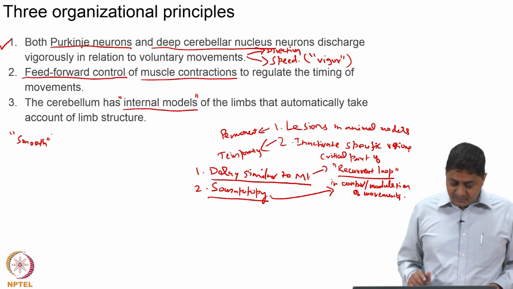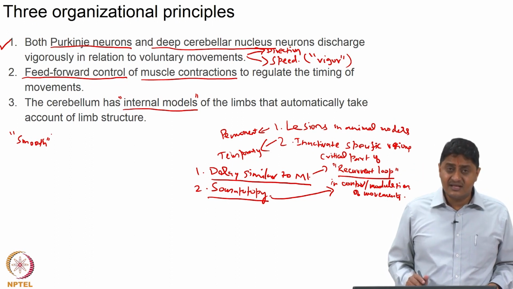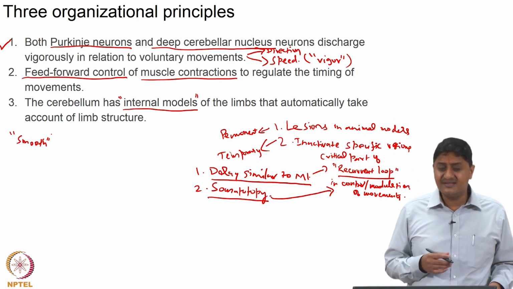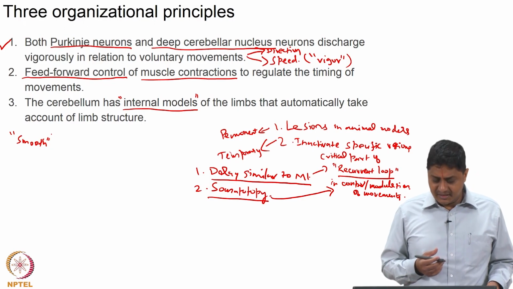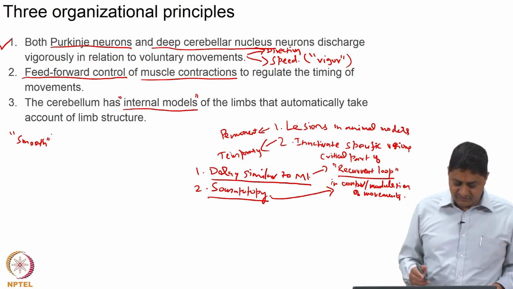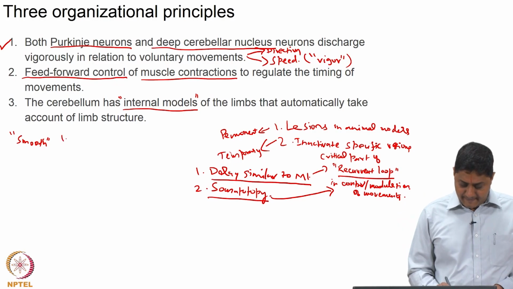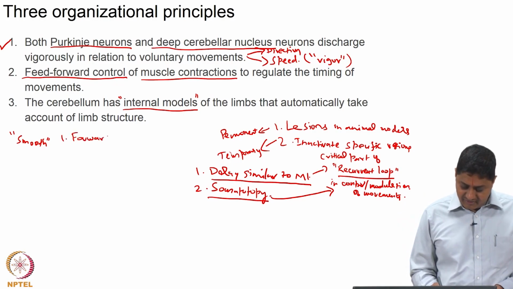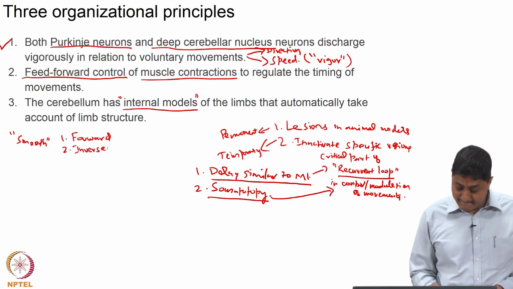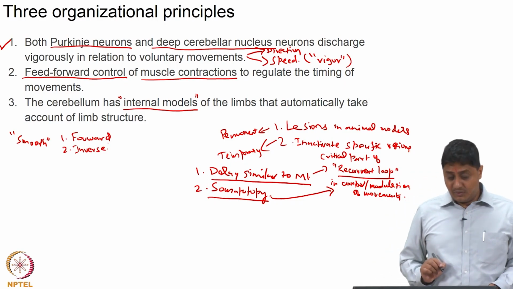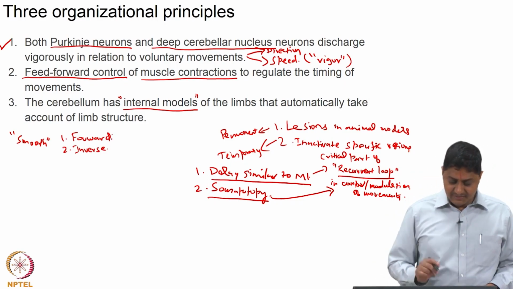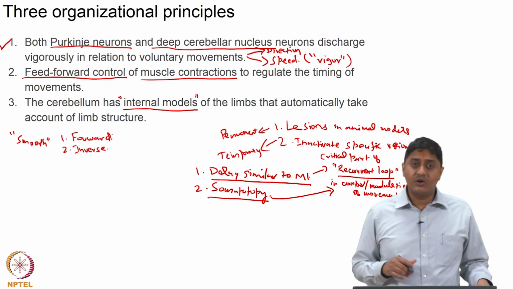To that extent it is posited, at least it is believed by some of the scientists, that the cerebellum has internal models. These are models that can do one of the following two things. They can be either forward models or inverse models. Now, what do I mean by that?